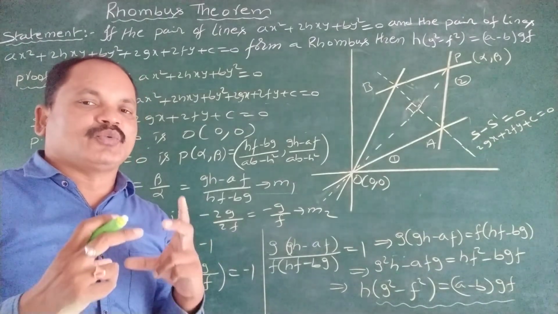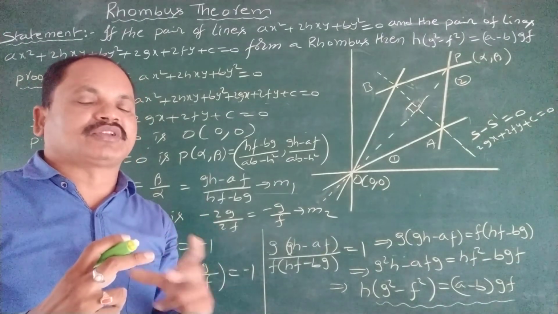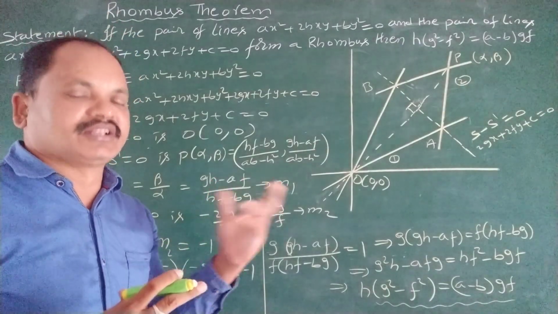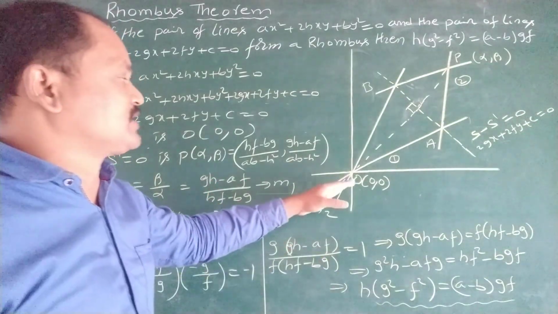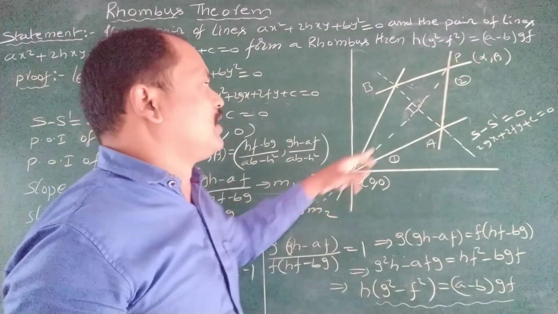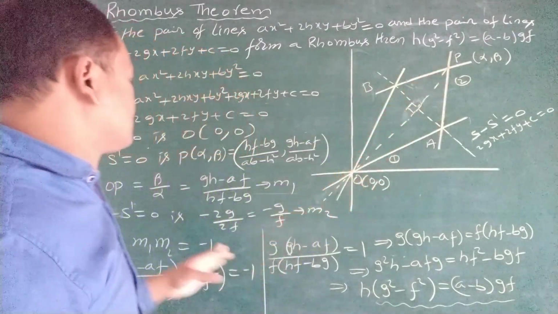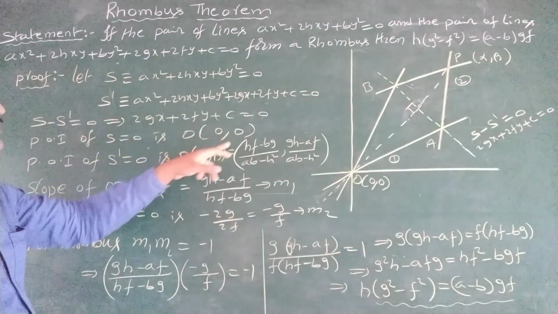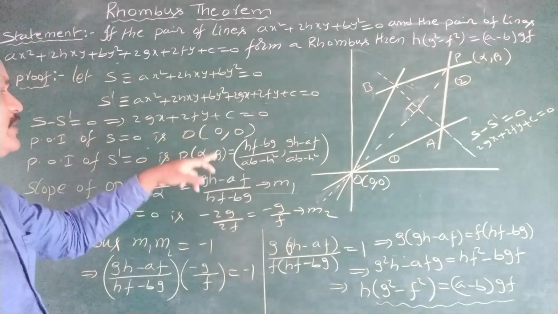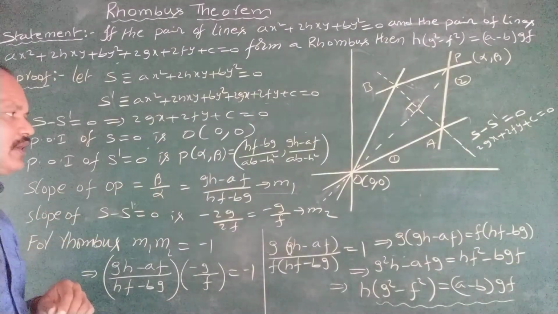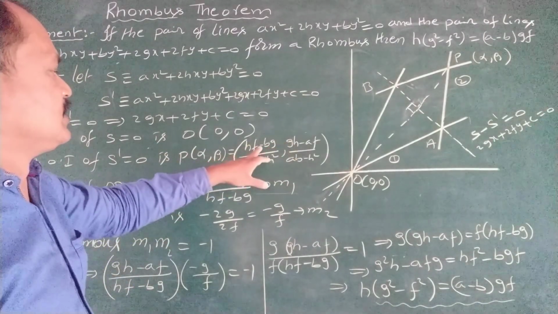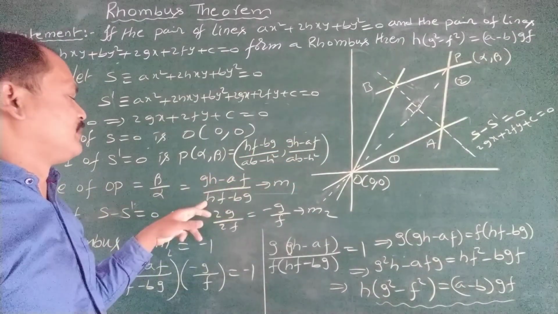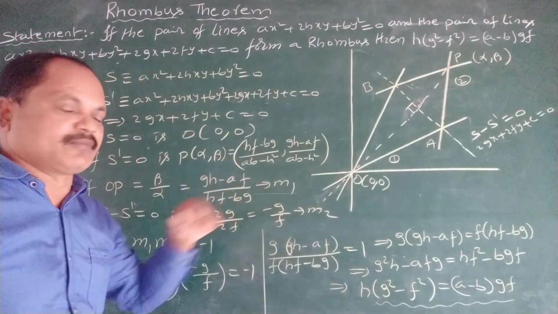That's why we have to identify the slopes of the two diagonals. Then the product of the slopes is −1, since they are perpendicular to each other. Now first we have to find the slope of the first diagonal OP. O is the origin, P is (α, β). The slope is (y2 − y1)/(x2 − x1), that is β/α. So according to that, both denominators get cancelled, and we get (gh − af)/(hf − bg), taken as m1.